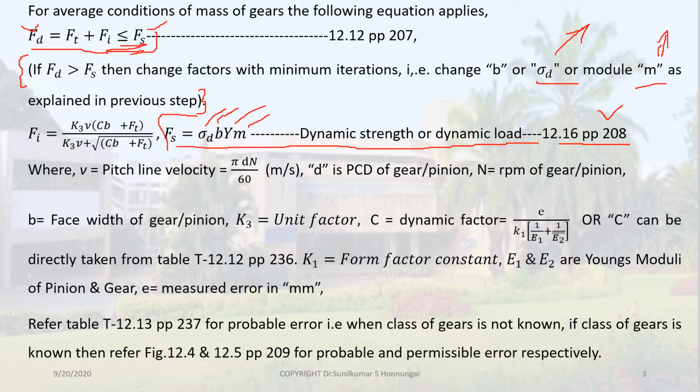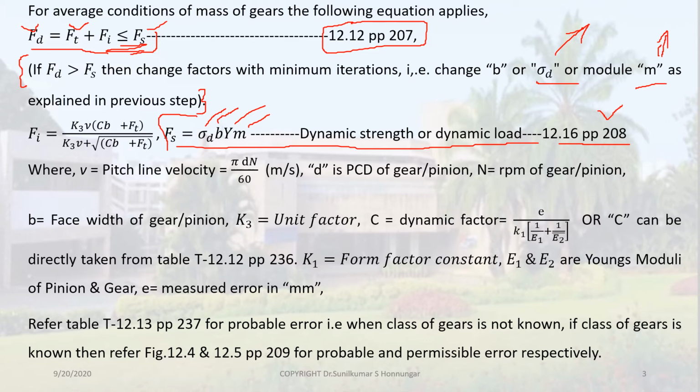This FD relation I told is given on page number 207, equation 12.12. Subsequently, we know how to calculate FT from the previous, and already you have calculated Fi. Fi, as I told in the previous slide, is governed by a lot of parameters like accuracy of the gear, face width, pitch line velocity, material of the gear, and all those kinds of things. Of course FT also governs that Fi.